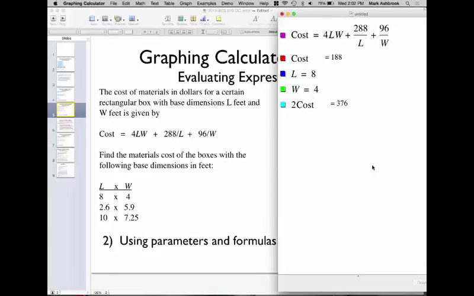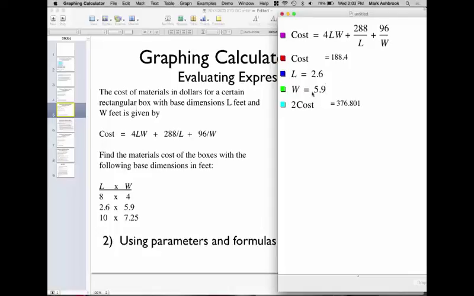So what's twice the cost? $376. Okay, so that's the idea of using a formula with parameters. Then I could easily come to the second box and say L equals what? 2.6. W equals 5.9, and what automatically happens? It updates, and that box is only 40 cents more than the first one. Just kind of a weird thing that worked out that way. The dimensions are much different, but that turns out to be about the same cost, only 40 cents more.